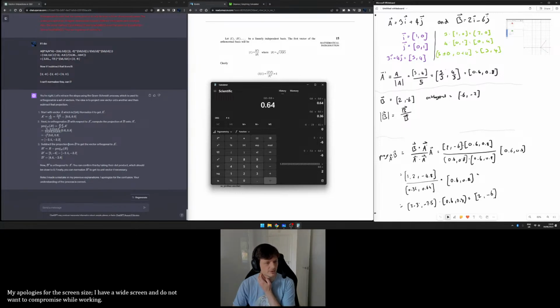Subtract the projection. We will get that, but now B. No, I made a mistake in my previous explanation, so I apologize for the confusion. You are understanding the process correctly. Subtract the projection from B to get the vector orthogonal to A.